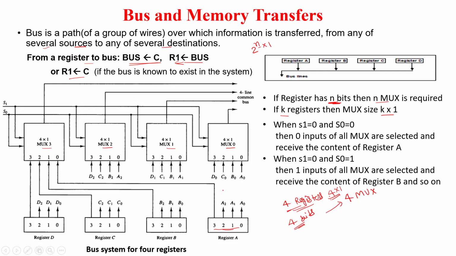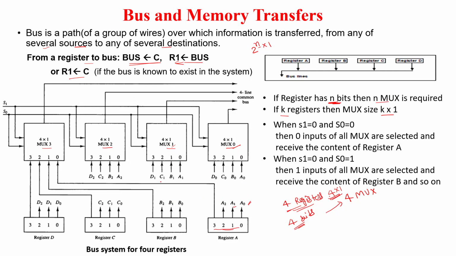Now here we have 4 registers, so on that basis we decide how many inputs there will be, that is, the size of the multiplexers. Since we have 4 registers, the size of the multiplexer is 4 cross 1, meaning it has 4 inputs. Now, the LSB of each register, that data is connected to mux 0. The next bit, A1, is connected to mux 1. Similarly, A1, B1, C1, D1 will be connected to mux 1.